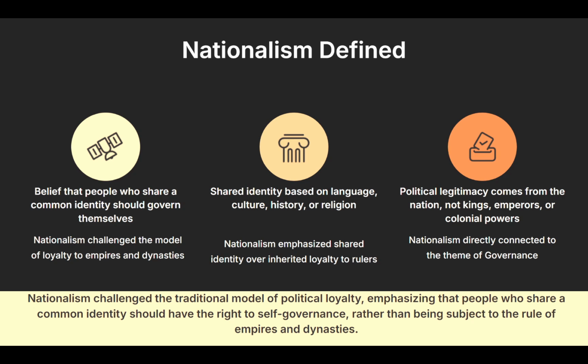Nationalism suggested that political legitimacy came from the nation itself, not from kings, not from emperors, and not from colonial powers. This idea of nationalism directly connects to the theme of governance. Why would nationalism be especially threatening to empires? Because empires ruled diverse populations. Nationalism encouraged groups within empires to demand independence, weakening imperial authority.